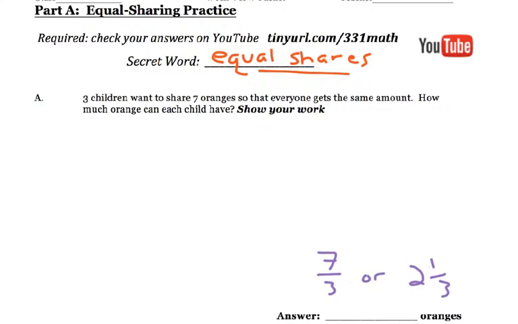Alright, so this first problem said 3 children want to share 7 oranges so everyone gets the same amount. I'm going to start with my awesome drawing of 3 children. And now I know that we have a total of 7 oranges.